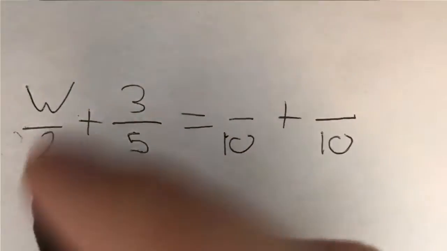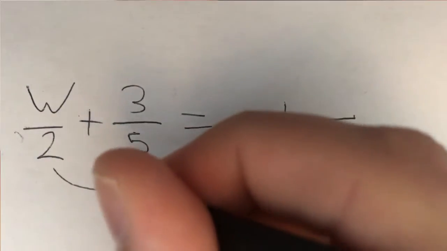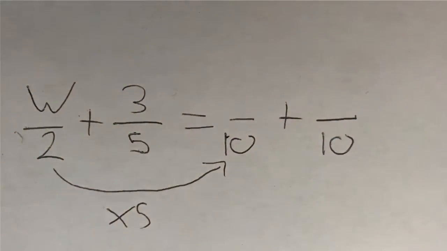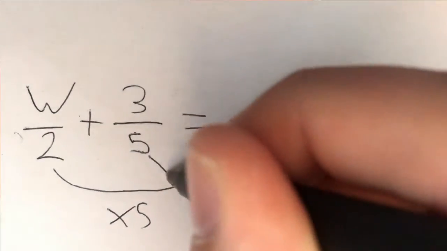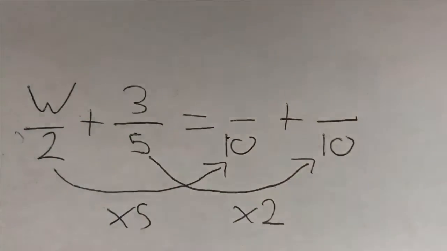Now we see we multiplied this first fraction by 5, so we've multiplied that 2 by 5 to get our 10. We multiplied our second fraction by 2. 5 times 2 gives us 10. We have to do the same on the top, so we get our equivalent fraction.